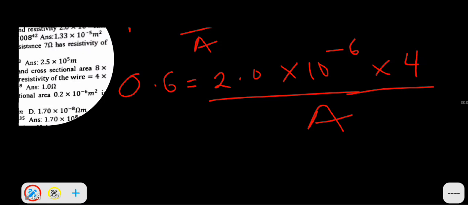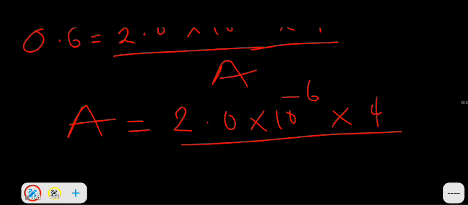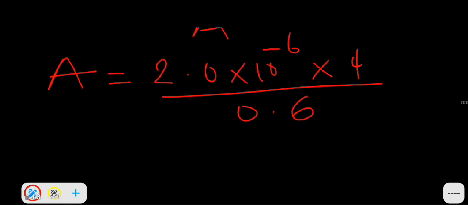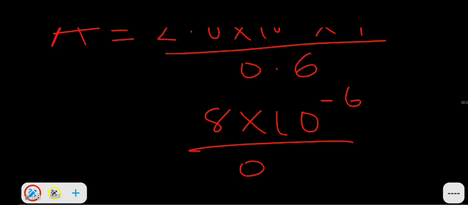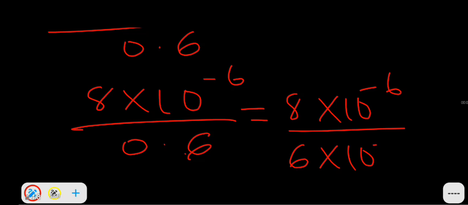Just cross multiply. So you are dividing everything by 0.6. If you do your fast calculation, you see that A will be here, and 0.6 will come under here. So you're just going to have 2.0 times 10 to the power minus 6 times 4, then you are dividing by 0.6. You can use your normal standard form. 2 times 4 is 8. So you have 8 times 10 to the power minus 6. You are dividing by 0.6. 0.6 is the same thing as 6 times 10 to the power minus 1. So 8 times 10 to the power minus 6 divided by 6 times 10 to the power minus 1.